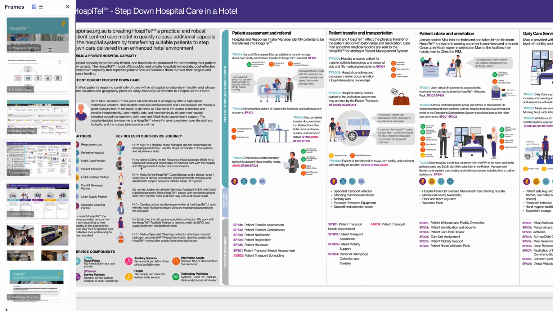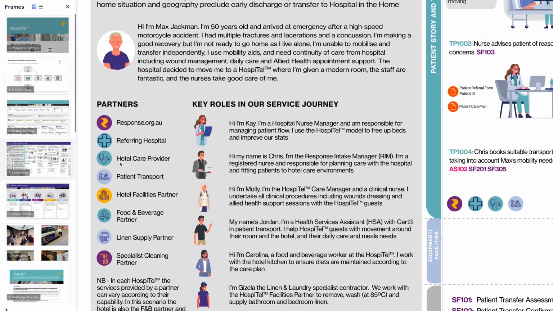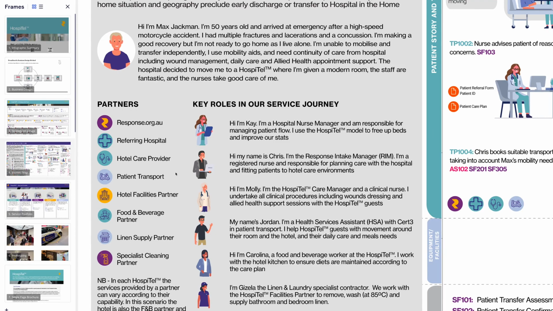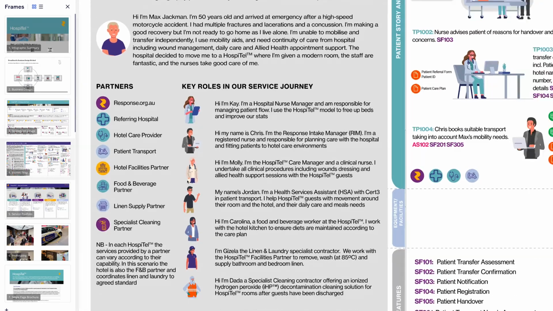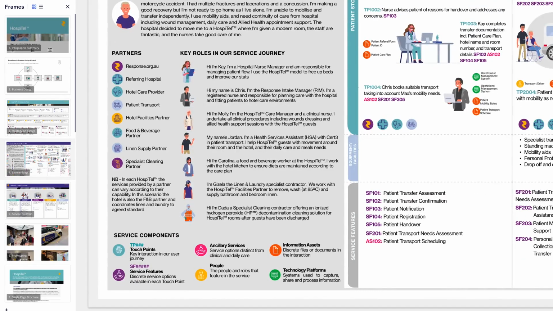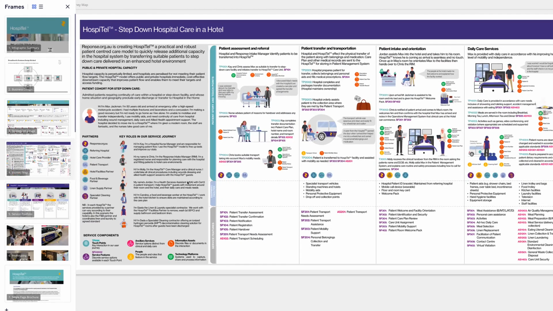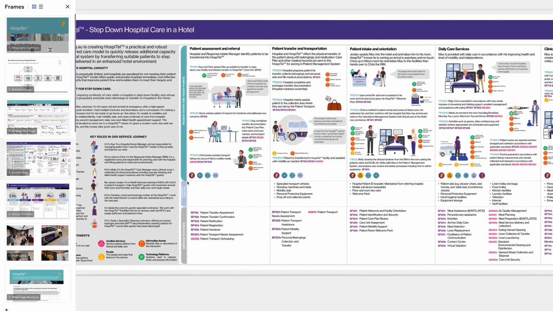In this case, with the customer journey map, we can see a number of different parties involved in delivering the service over here in the partners section, and we can see their key roles in the service journey. We also can see a number of service components and service features that need to be delivered across the touch points of the patient journey to deliver the service.